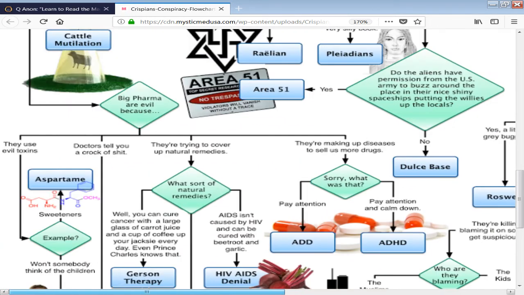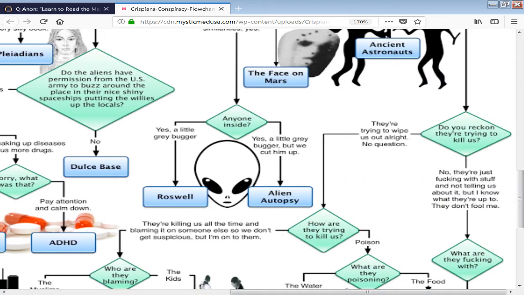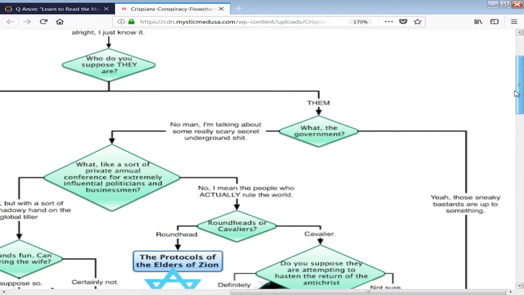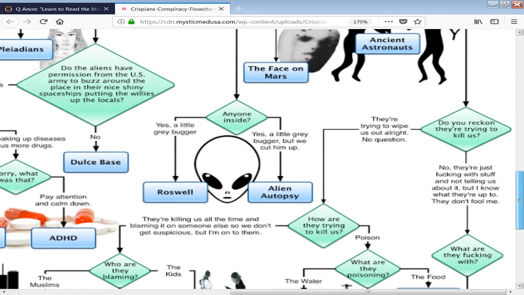So we've kind of exhausted some of that. Now, this last one that we're going to be going down, this one is all the way up top. So if you think it's the government and you follow this one, yeah, they're sneaky bastards up to something. We just don't know. Let's go all the way down here.